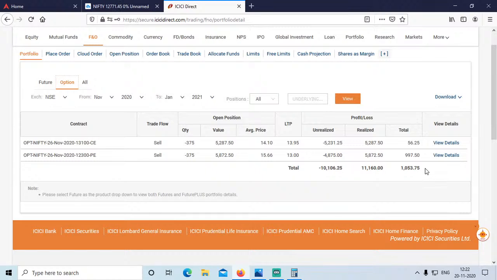Okay, our profit is 1053 rupees. Time is 12:22. Market is trading around 12770.